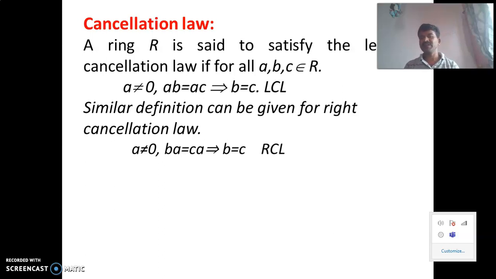Similarly, we have the right cancellation law: since a is non-zero, instead of writing ab we write ba, and instead of writing ac, we write ca. This implies b = c, which is the right cancellation law.